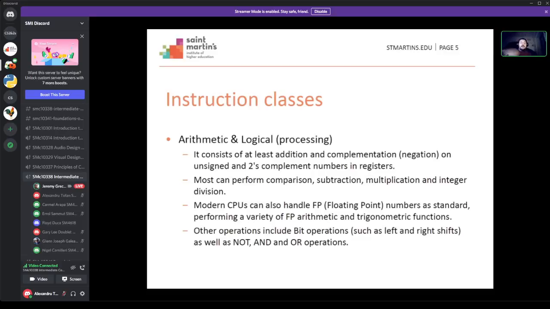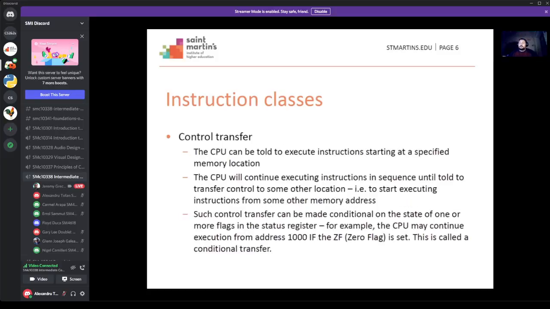As well as other operations such as bitwise operations, so left shift and right shift, as well as gate logic, so AND, OR, NOT, and so on and so forth.